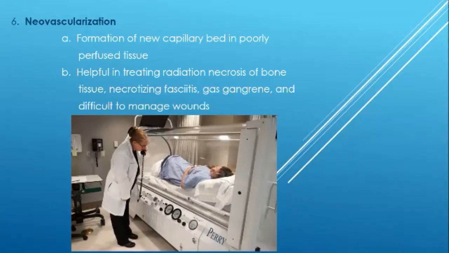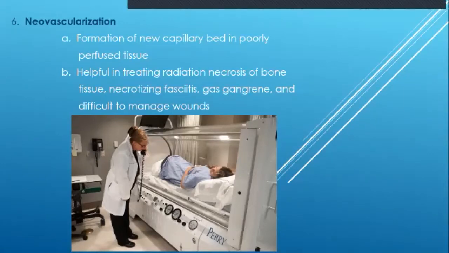Neovascularization is also very helpful in treating radiation necrosis. That's somebody who has cancer and they have to get radiation. That radiation kills the bone. It can kill bone tissue. And so if I'm killing bone tissue, I can put you in hyperbaric to help form new capillary beds around that bone tissue to keep it from dying, okay? Necrotizing fasciitis, gas gangrene, and also difficult to manage wounds. So neovascularization is good for all of that. It's good for treating radiation necrosis of bone tissue, necrotizing fasciitis.